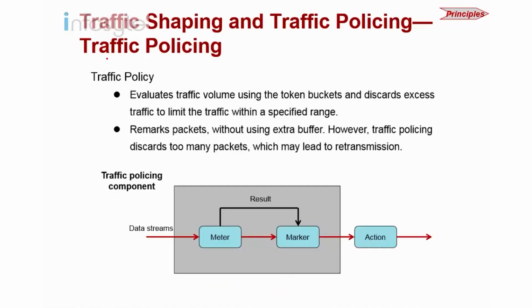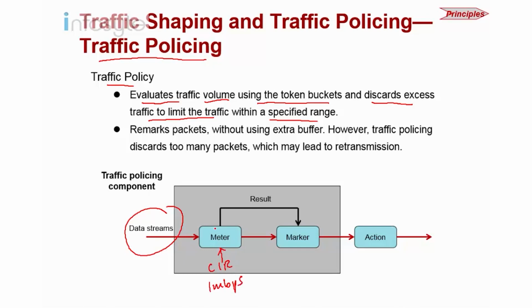Now let's look into the traffic policing. Okay, so what exactly is traffic policing? Traffic policing allows you to evaluate the traffic volume. So this is my data stream using a token bucket and discarding excess traffic to limit the traffic within a specific range. Now for example, if I'm going to do a CIR of 1 megabit per second, which means that only 1 megabit per second on my CIR will be allowed to pass through plus my CBS. Remember that this is my bucket size. Okay, so this size is in byte. Alright, so this is in bit. So the result will be either you are allowed or you are going to be dropped.